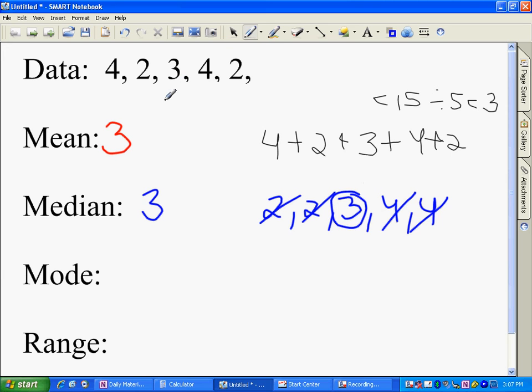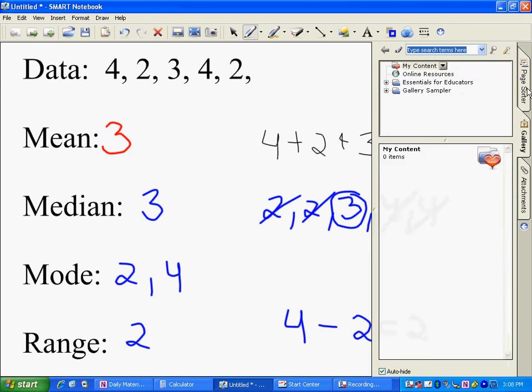Mode is the number that appears the most, and I want you guys to ask yourself, when you're thinking of mode, are there any numbers that are here more than any other number? And I see more 2s and 4s than I do 3s. So that means that the mode is 2 and 4. And then range is the difference between your highest and lowest numbers. So the highest number is 4, the lowest number is 2, which means a range of 2. So this data set has a range of 2.